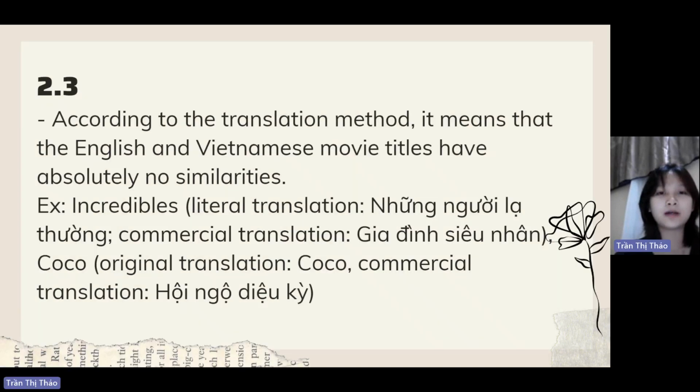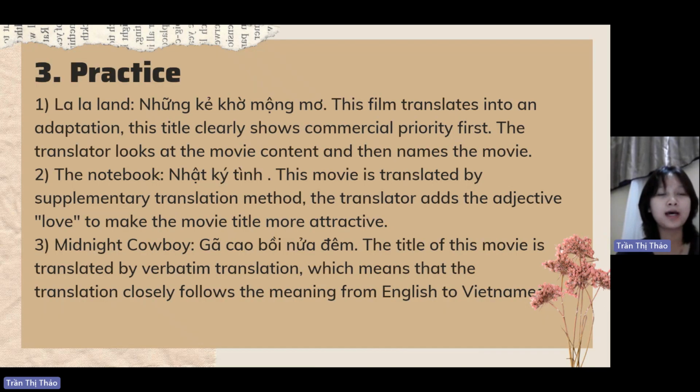And according to the translation method, it means that the English and Vietnamese movie titles show absolutely no similarity, and these titles are the clearest expression of their commercial priority, because the title, if translated verbatim from English to Vietnamese, would be very difficult to create excitement for viewers. And an example is The Incredibles: the literal translation is người lạ thường, but the commercial translation is gia đình siêu nhân. And the last part is practice.